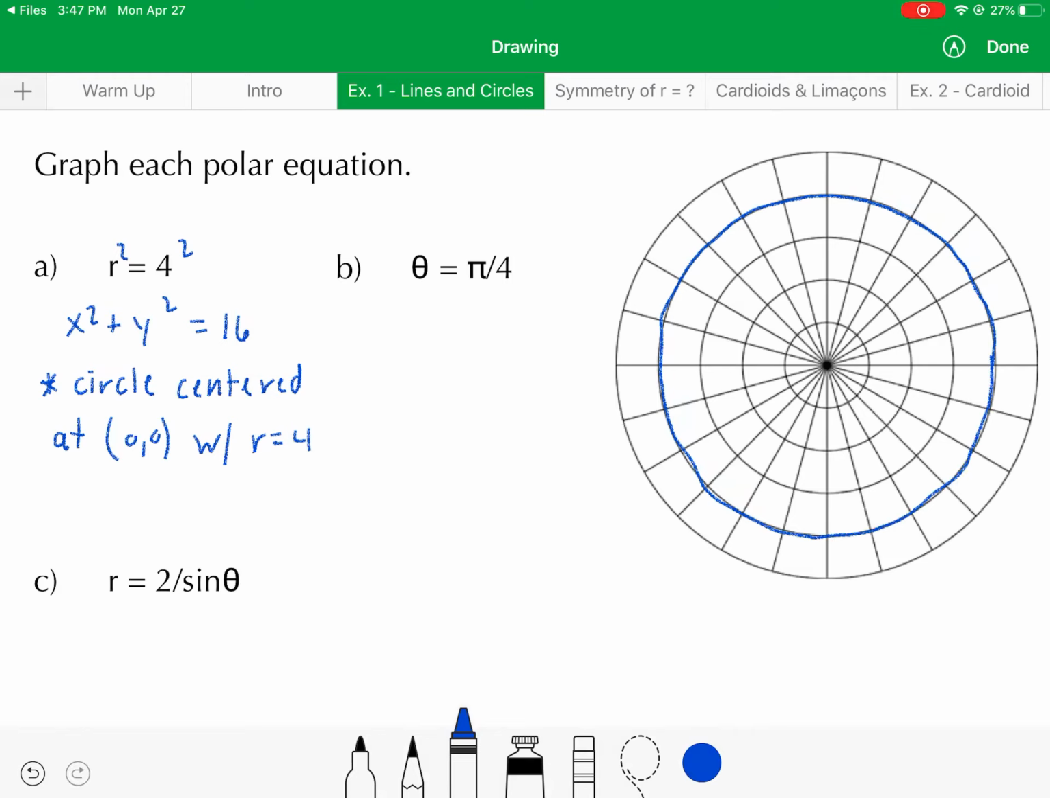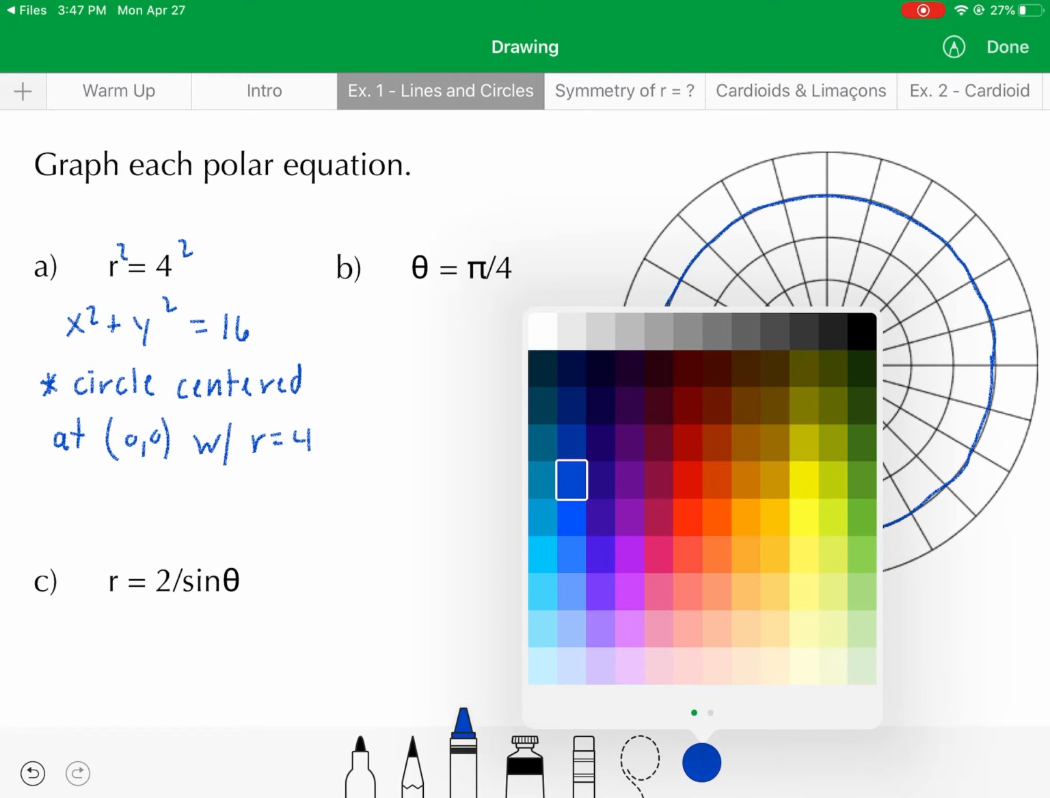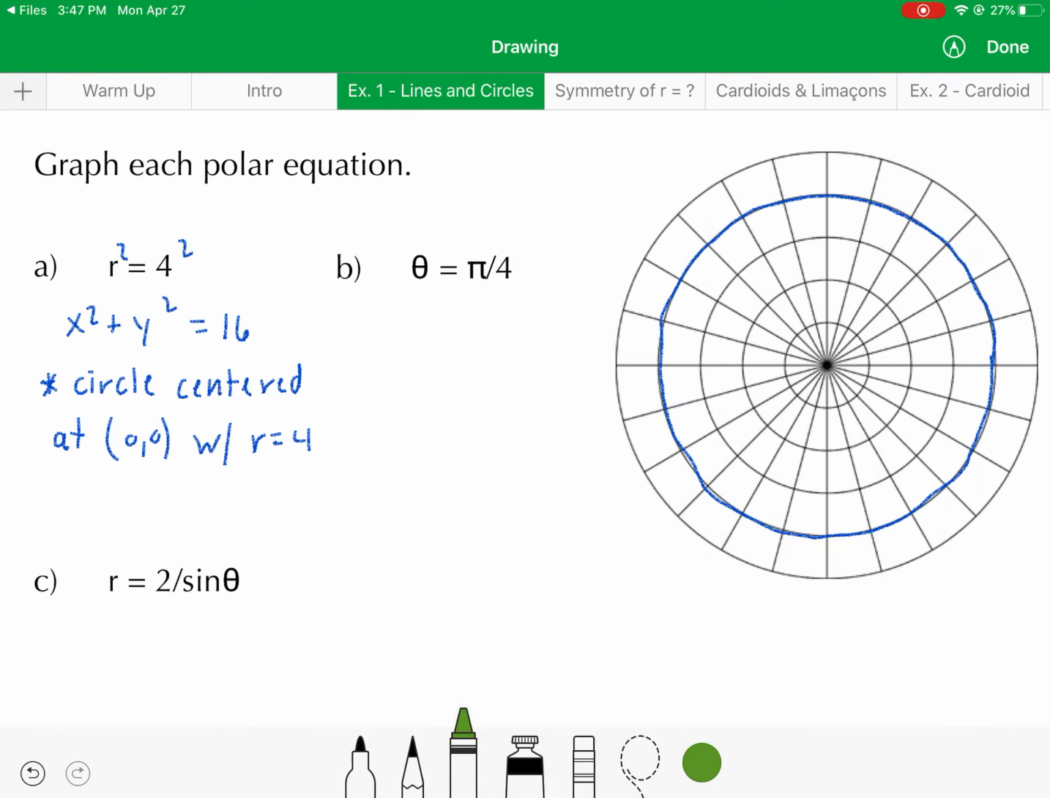There we go. Okay. Next equation we're going to graph is theta equals pi over 4. In order to get this one into rectangular form, I am going to take the tangent of both sides of the equation. The reason I do that is because tangent of theta we know is defined to be y over x. So right there's a conversion into rectangular form. And then tangent of pi over 4 is simply 1.